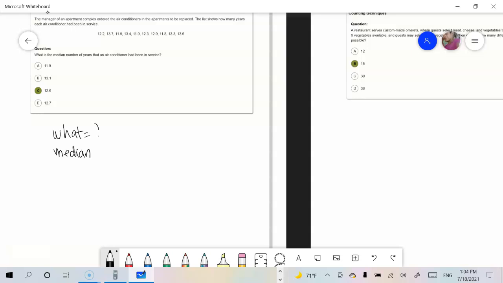And many people confuse the median with the mean. The mean is the average. So to calculate the average, you add all of these 10 numbers together and you divide them by 10 because you have 10 numbers. But that's not what we are going to do. What we are going to do here is calculate the median. And I'm going to show you how to calculate the median in two ways.